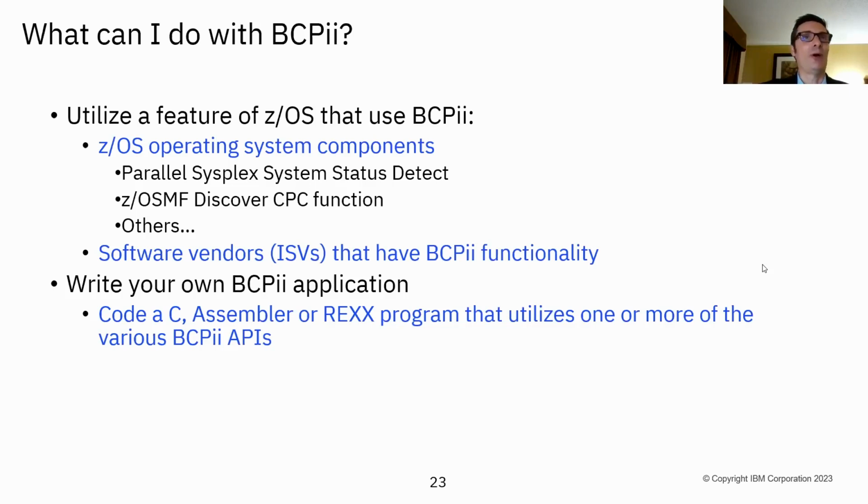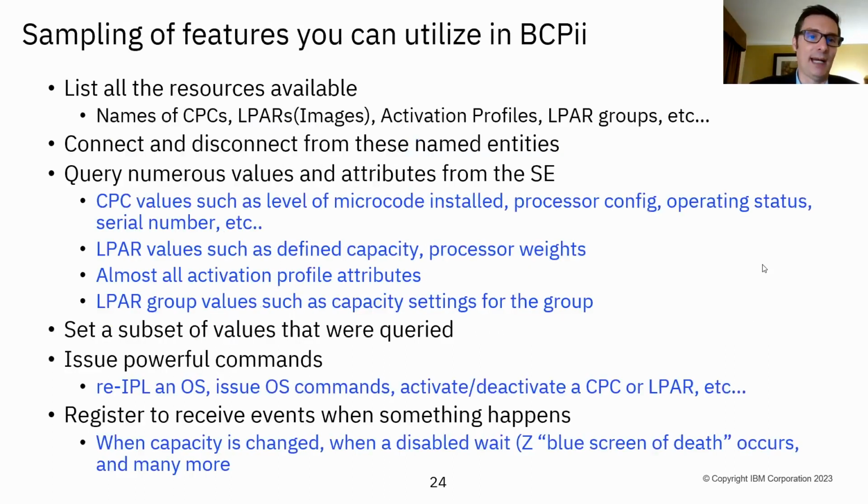The third set, and where we have a lot of usage also, is people writing their own BCPii applications. You can code a C, an assembler, or REXX program that utilizes one or more of these various BCPii APIs, which I'll talk a little bit more about in just a few moments. These APIs let us access that particular hardware. So either you roll your own or you buy a package that's already using BCPii. In all three of those cases, you're going to need to be able to configure BCPii.